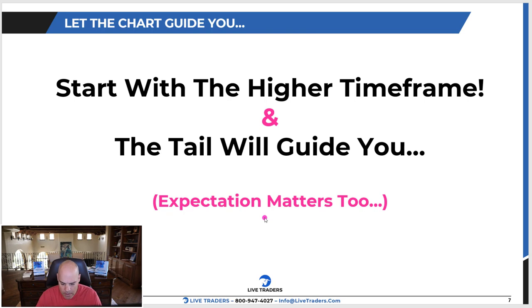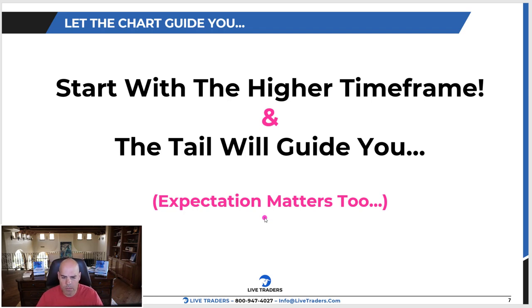Because you might look at something and I might go, you know, it's a decent pattern, but there's not much room. So I wouldn't take that. But that person might say, you know, Jared, it is a good pattern, and you're right, there's not much room, but I'm only looking for 1R. So for that person, that trade might be acceptable. See where I'm going with this?